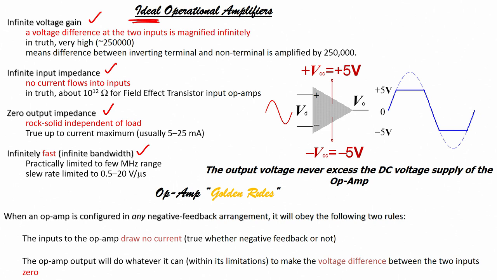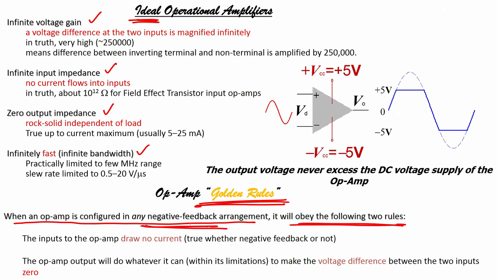Now, whenever you use an operational amplifier, you have to understand the golden rules. What are these golden rules? There are 2 golden rules. When the op amp is configured in any negative feedback arrangement, it will obey the following 2 rules. Now you see this sentence very clearly: when the op amp is configured in any negative feedback arrangement. So, this golden rule stands true when you have negative feedback.